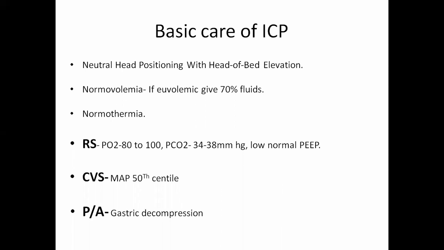And per abdomen, you need to cause gastric decompression because gastric distension can cause abdominal hypertension. It can decrease the venous return from the brain. So always try to decompress the abdomen.